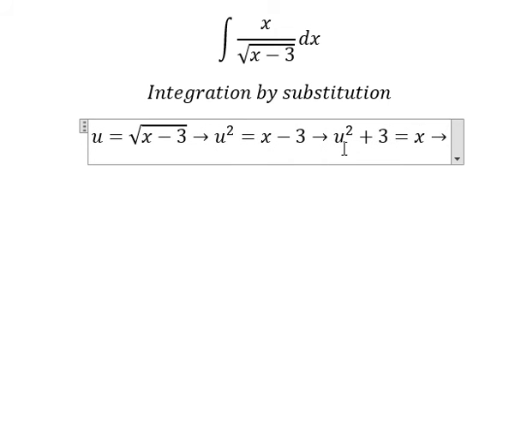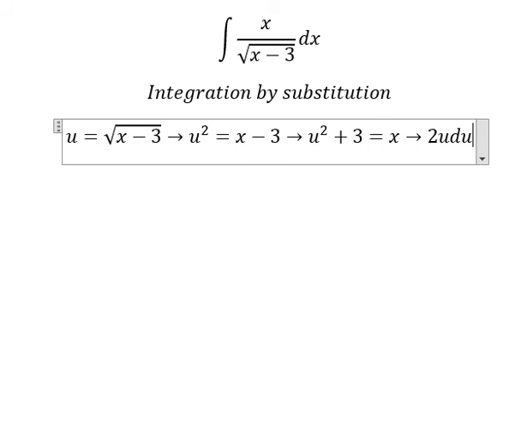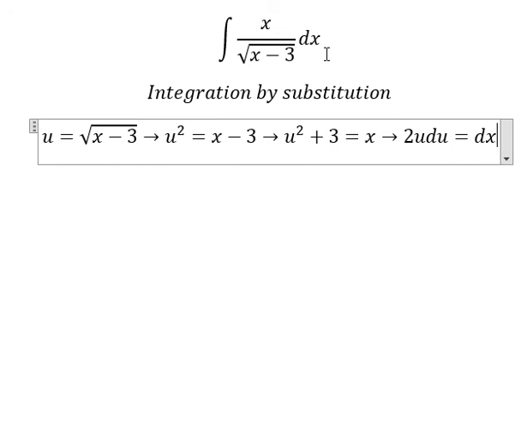Next, we need to first take the derivative of both sides. This one you get 2u. This one is a constant, so you get 0. This one we have 1.